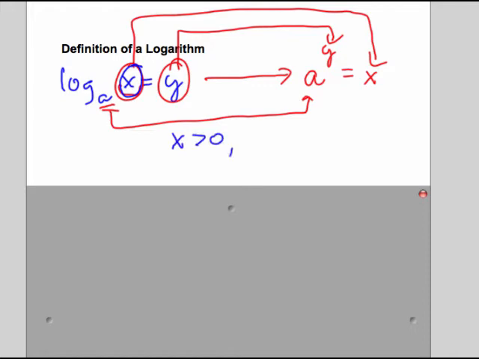When we talked about exponential functions, we said that we always use a positive base. So we're going to restrict our base, a, to being greater than 0. And later on, we'll also learn that a can't be 1. Okay, more about that later. But for now, that's your definition of logs.